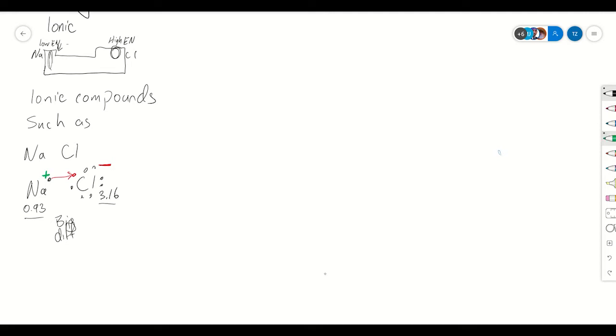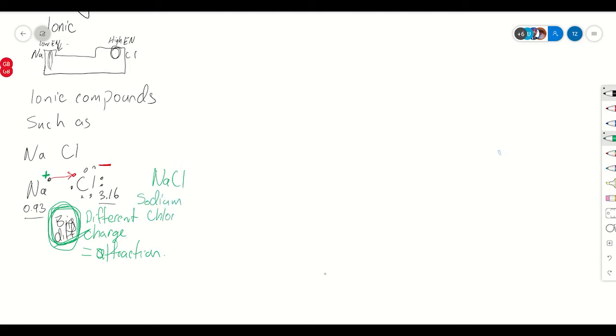Actually, let's go to green. So if we have a big difference, we end up having different charges, and different charge equals attraction. So therefore we get an attraction force here, and then we form a new compound, sodium chloride, which is an ionic compound.